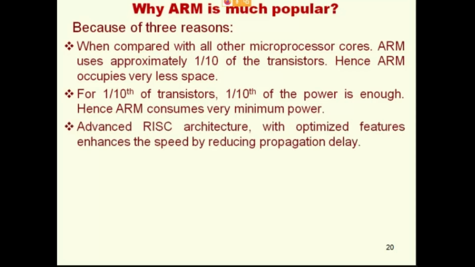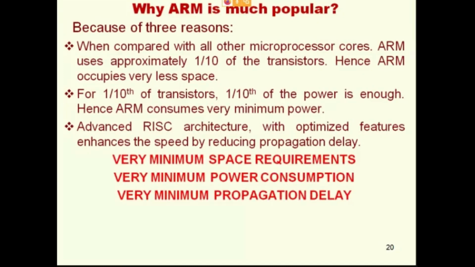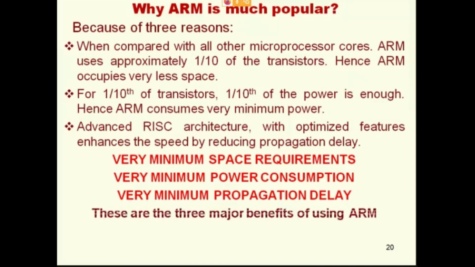And because ARM is an advanced reduced instruction set computing machine, its optimized features enhance the speed by reducing the propagation delay. The speed is also very high. So to conclude, very minimum space requirement, very minimum power consumption, and very minimum propagation delay. By having all these three concepts, we can say ARM is very popular. These are the three major benefits of using ARM.